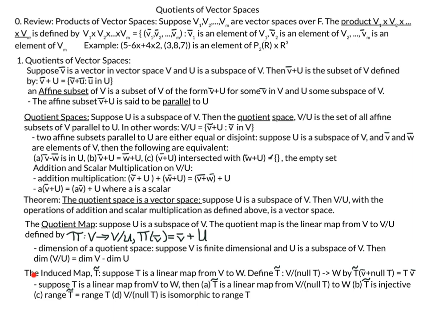And our final topic was the induced map T tilde. Suppose T is a linear map from V to W. We defined the induced map T tilde as a map going from the quotient space V over null of T to W, and we defined it as T tilde of v plus null of T is equal to T of v. And then we have this additional theorem here. And that's it for this video.